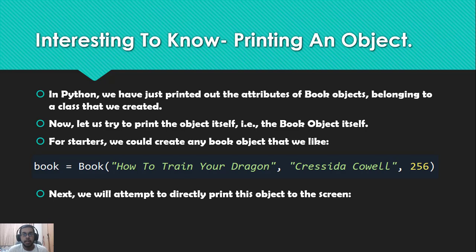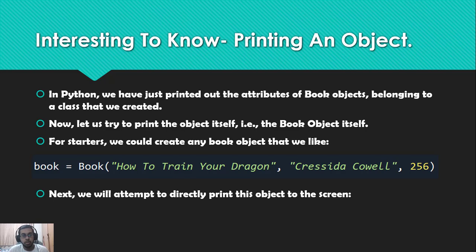Interesting to know. Printing an object. In Python, we have just printed out the attributes of book objects belonging to a class that we created. Now, let us try to print the object itself, that is, the book object itself. For starters, we would create any book object that we like.